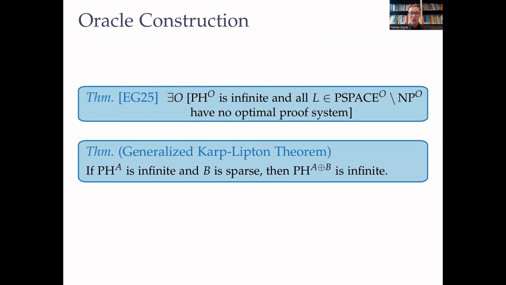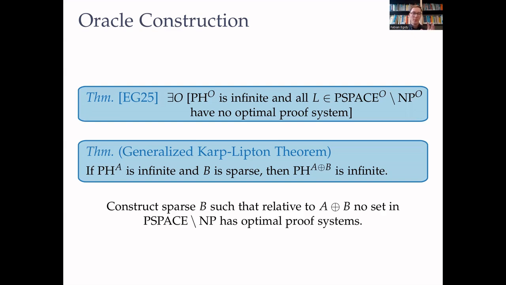And with this theorem and some oracle where the polynomial time hierarchy is infinite, we can achieve our desired oracle by constructing one that satisfies the following property, and that is it is sparse and relative to the marked union of a set A where the polynomial time hierarchy is infinite and this sparse set B.